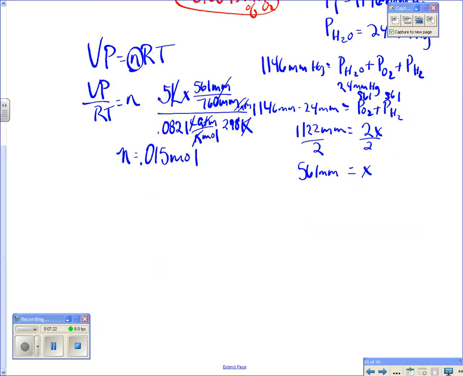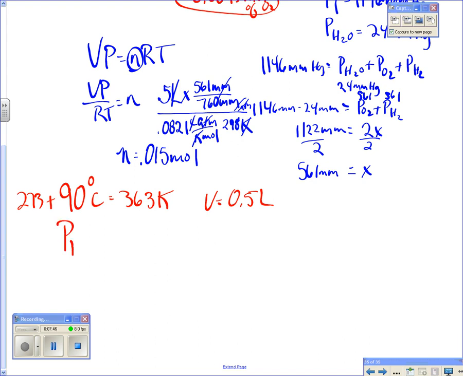And so let me just come down here and extend the page. And let's now gather up what we know. So we know we're now at 90 degrees Celsius, which is equal to, we're going to add the 273, 363 Kelvin. We still know that volume is 0.5 liters. And I know that I have some water, and so I'm really just looking for my P total, which is going to be the pressure of the water plus the pressure of the oxygen, because there's no more hydrogen. It's all been used up. It was my limiting reactant.